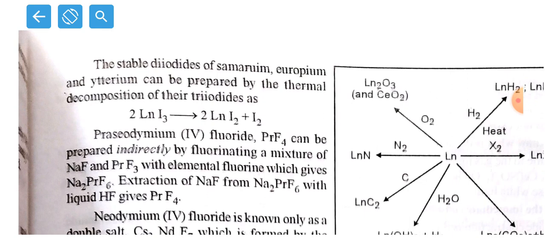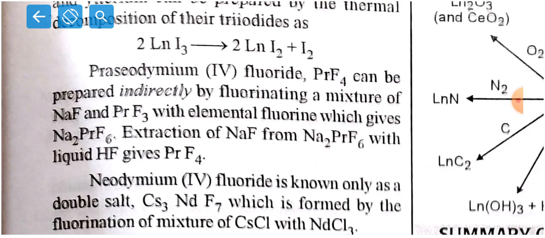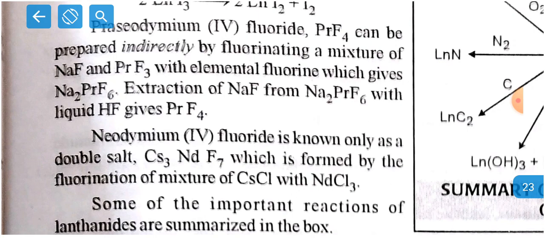Praseodymium +4 fluoride, PrF4, can be prepared indirectly by fluorinating a mixture of NaF and PrF3 with elemental fluorine, which gives Na2PrF6. Extraction of NaF from Na2PrF6 with liquid HF gives PrF4. Neodymium +4 fluoride is known only as a double salt, Cs3NdF7, which is formed by the fluorination of a mixture of CsCl and NdCl3.